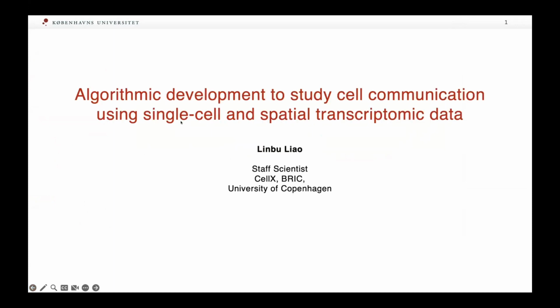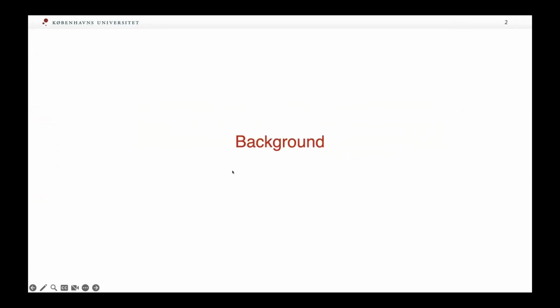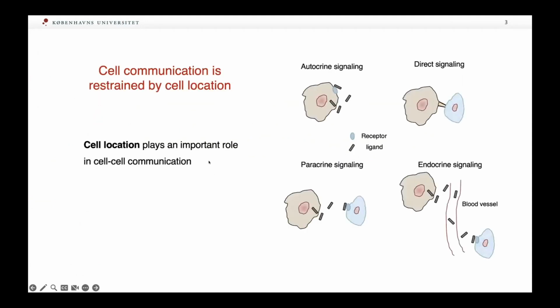What I'm going to talk about is more focused on a specific topic. It's about algorithmic development to study cell communication using single cell data and spatial transcriptomic data. So I would like to introduce a bit of background first.